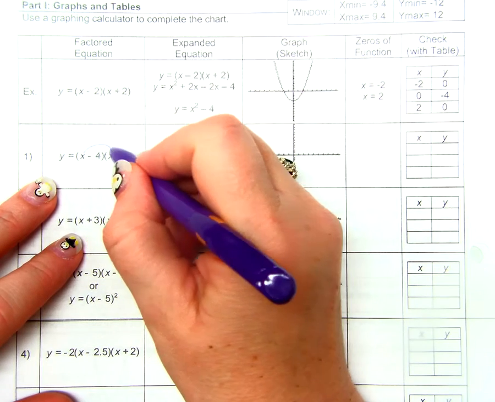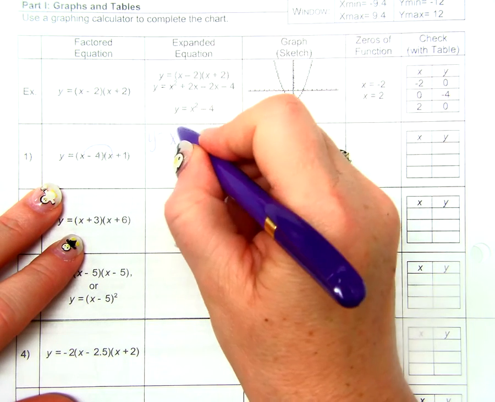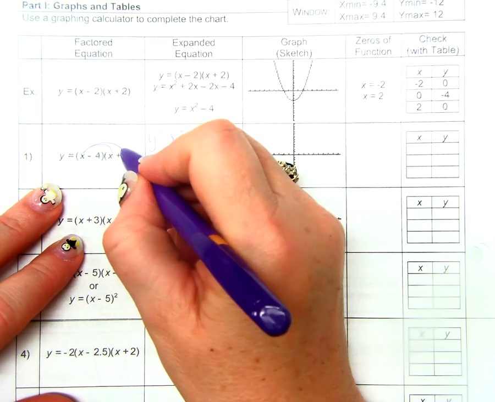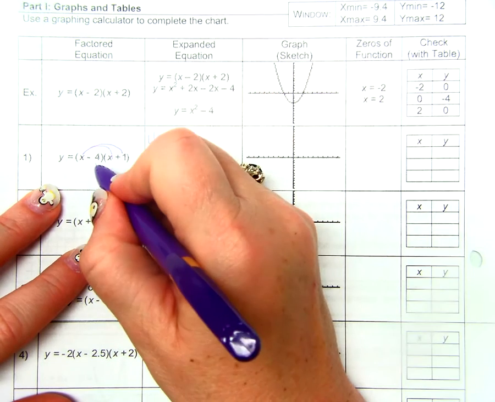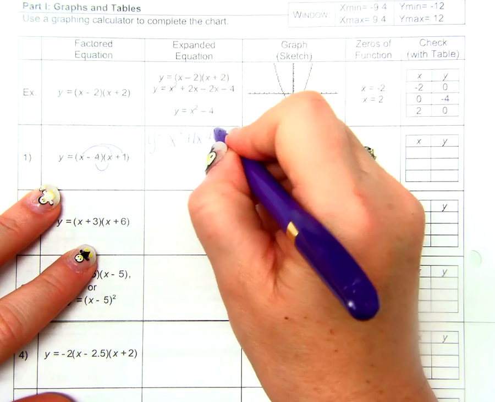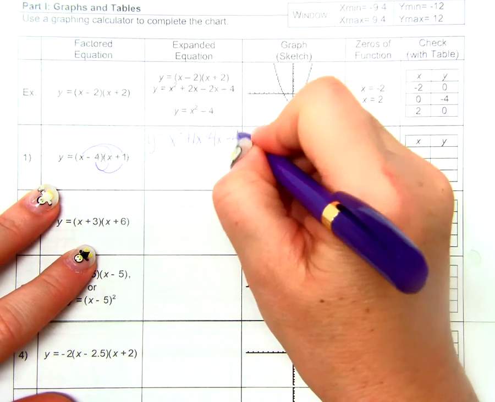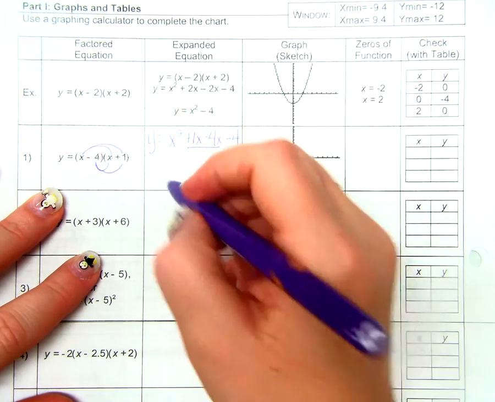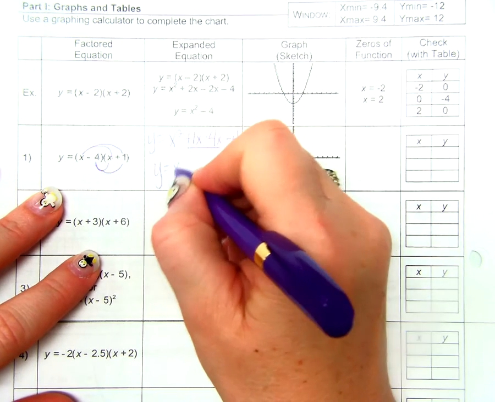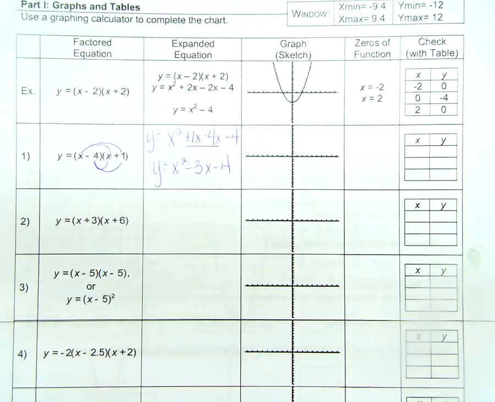How about x times x, which is x squared, and then x times 1, which is 1x, and then negative 4 times x, which is negative 4x, and negative 4 times positive 1, which is negative 4. What happens when I combine my 2 middle terms? So x squared minus 3x minus 4. You okay with that? Okay.